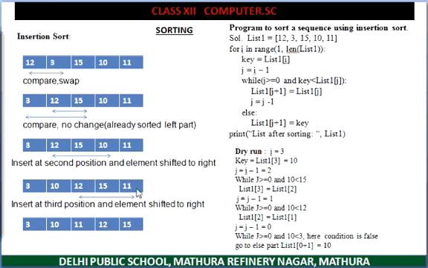Now 11. Insert 11 at the appropriate position, meaning the third position, and shift the 12 and 15 to the right-hand side. So it becomes 3, 10, 11, 12, 15. So all the elements are in ascending order. This is the process of insertion sort. Now the program of insertion sort. Create a list with 5 elements. list1 is equal to 12, 3, 15, 10, 11.